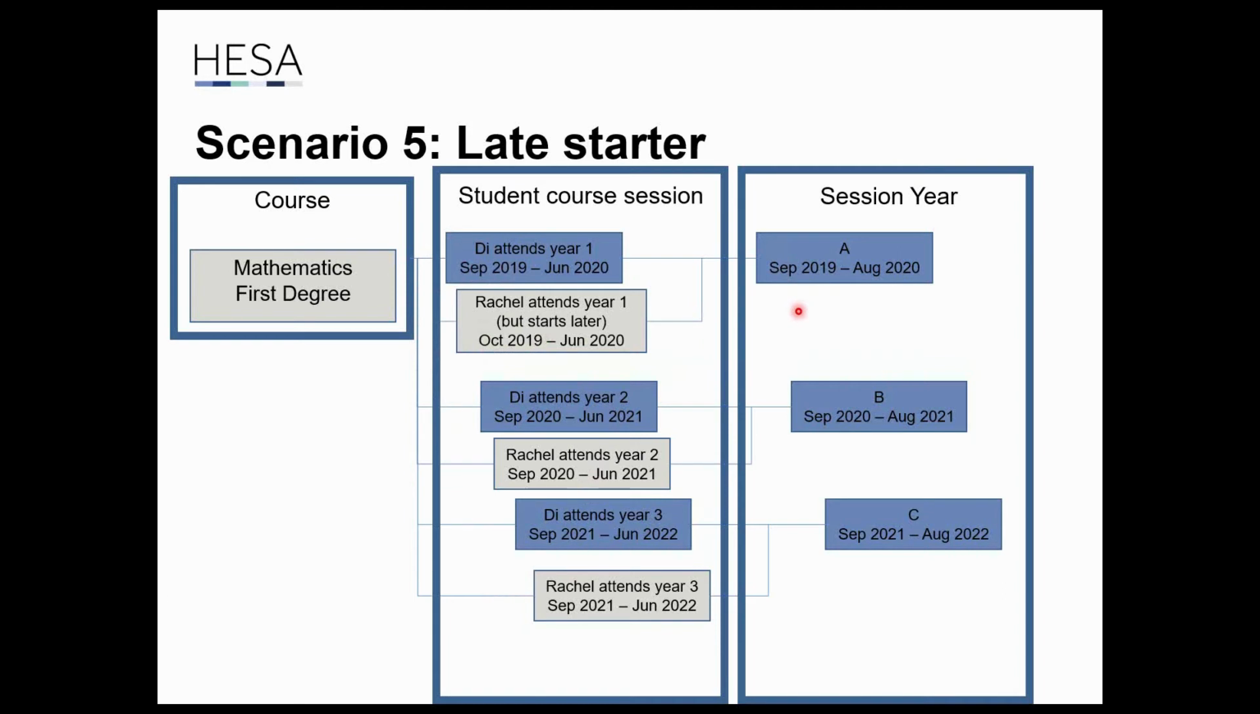If I start late and actually I'm doing a whole different course, then you would need to put me on a different session year, like the very first example, to show that I am doing a different kind of pattern of study to Di or whoever it was in the example. But it's only when they're definitely catching up and they're doing the same thing as everyone else that you can put them on the same session year.